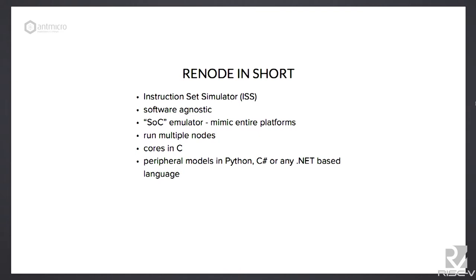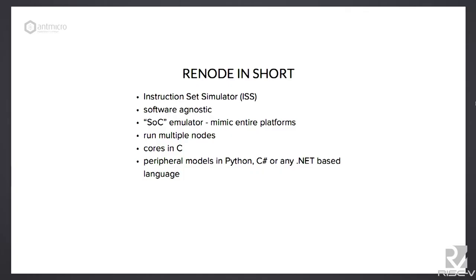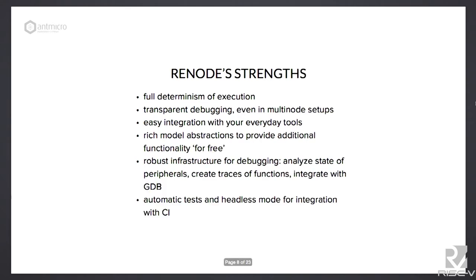And in short, it's an instruction set simulator. It's software agnostic, as I said. It emulates entire SoCs. So it's, you know, both the CPU and peripherals. We can run multiple nodes in the same execution environment. We write our cores in C, but the peripherals are written in C# or Python or any .NET-based language. But most of them are actually C#.